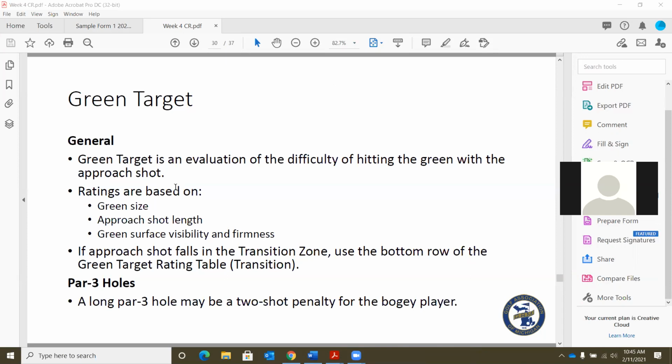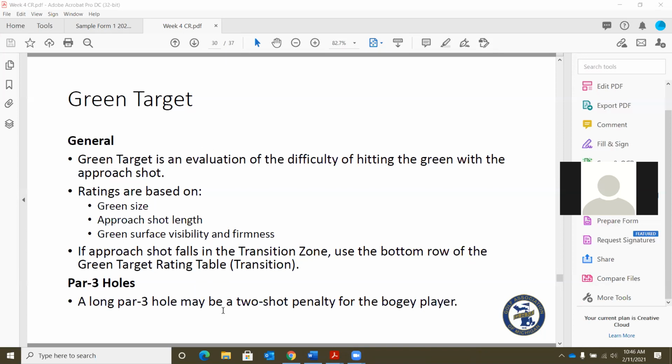All right, we'll move on to green target here. So green target is an evaluation of the difficulty of hitting the green with the approach shot. And our ratings are based on the green size, the approach shot length, and green surface visibility and firmness. We'll talk a little bit about firmness, and that's typically not something that we really get into a ton here in Michigan. And then there's also a way to deal with what the book defines as a transition zone. We're going to talk about transition zone at a later time, so we'll probably just table that discussion for now. But when we do talk about transition zone, we'll definitely talk about its impact on green target and how we use that and get to that number in the chart.